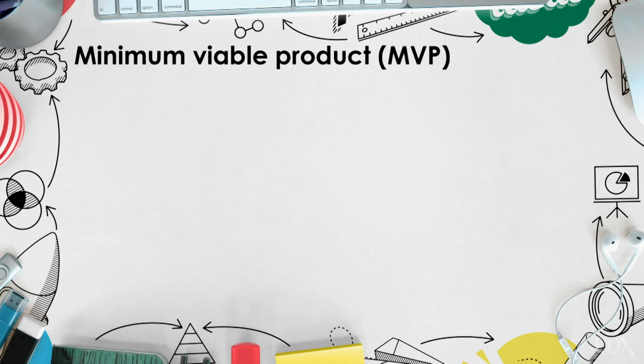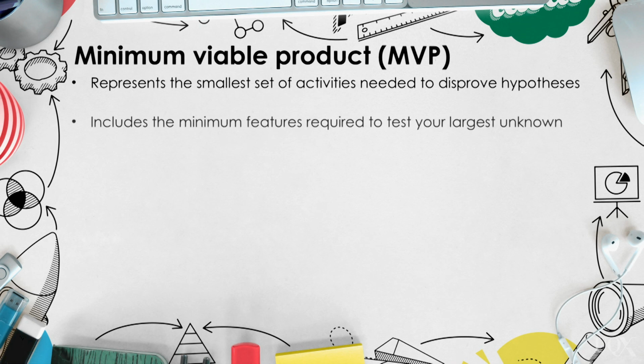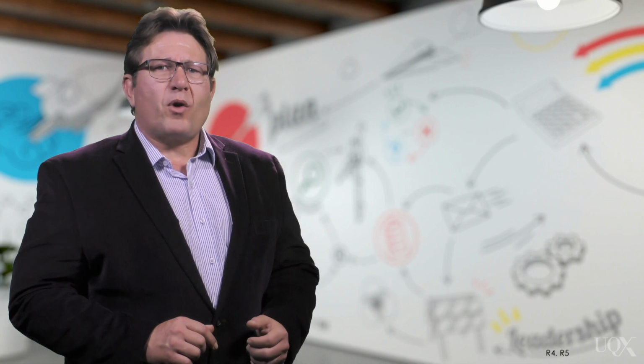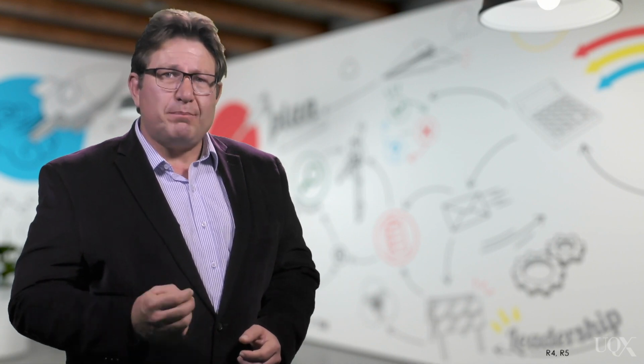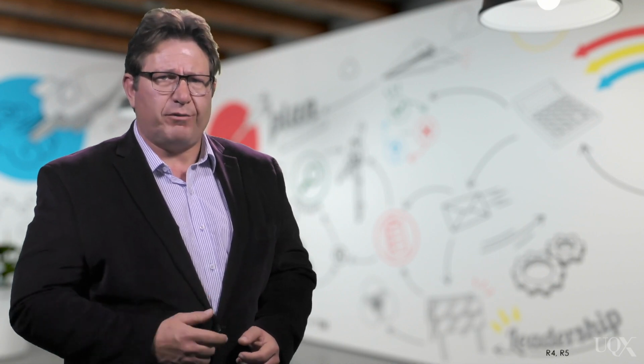The best way to do this is by building a minimum viable product or MVP. A MVP represents the smallest set of activities needed to disprove hypothesis. You therefore start by only building the minimum features required to test your largest unknown without searching for perfection. This concept was popularized by Eric Ries and is best described by Brandon Showers' cupcake metaphor.